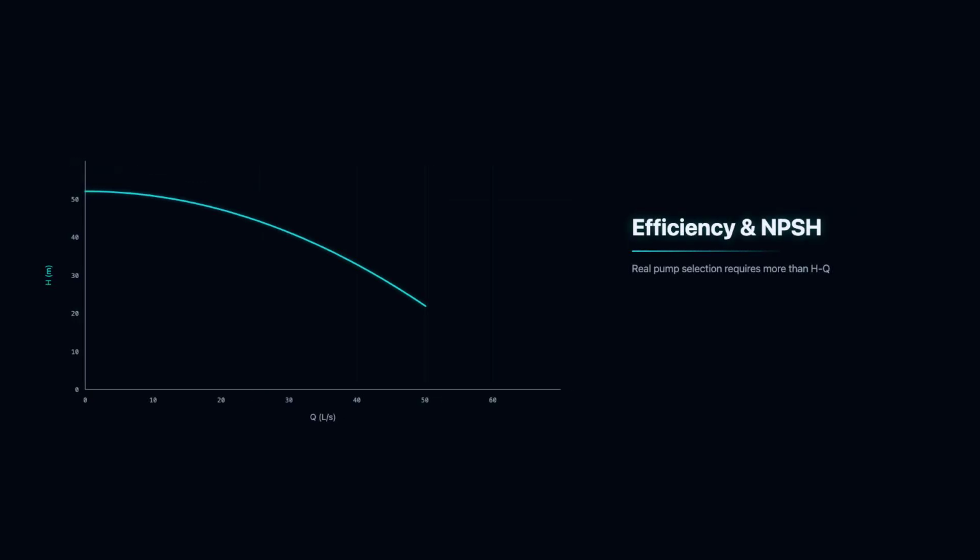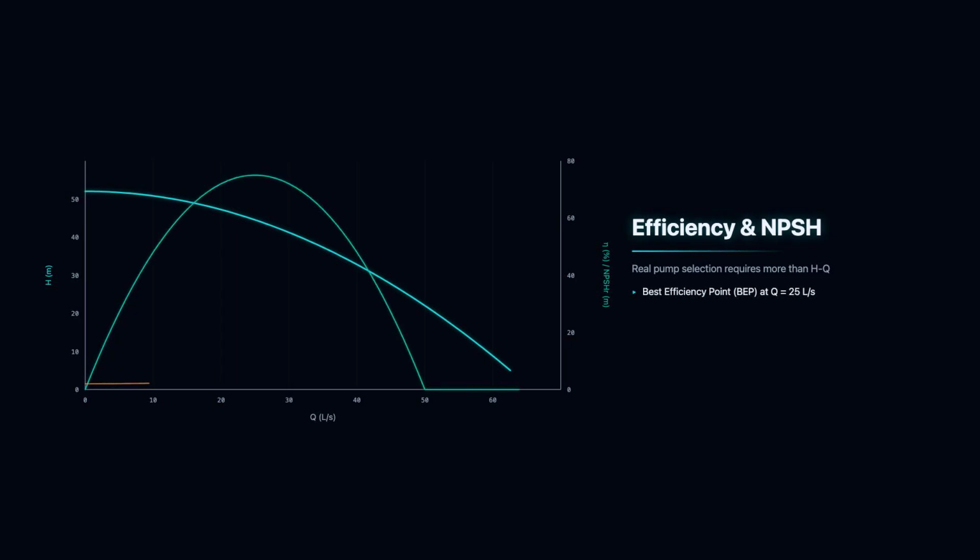Real pump selection goes beyond the HQ curve. You need to check efficiency. The best efficiency point, or BEP, sits at 25 liters per second. You also need the NPSHr curve. It rises with flow. Always verify that available NPSH exceeds the required NPSH.